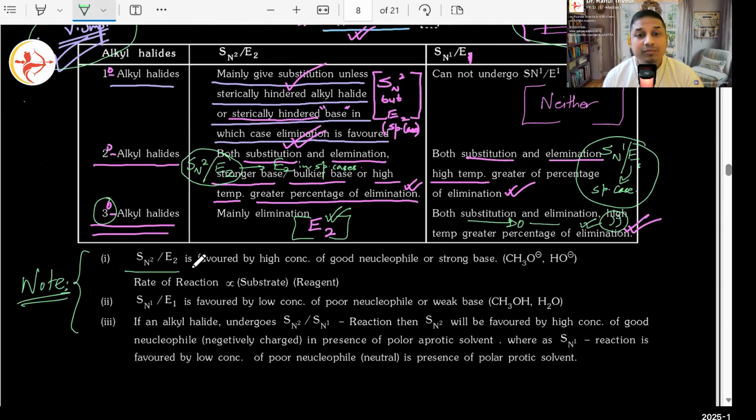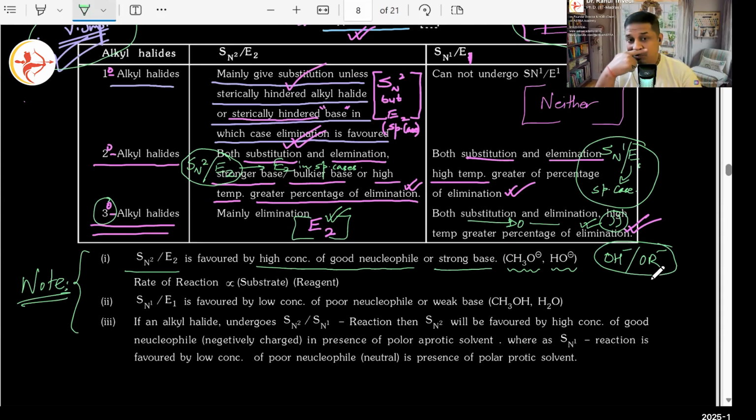SN2 or E2 will be favored by high concentration of good nucleophile or a strong base. Who are those? I already told you, wherever there is hydroxide ion, either OH minus or OR minus, these are considered to be strong bases, or stronger nucleophiles. In such cases, chances of SN2 or E2 is there, provided if it is 1 degree alkyl halide, more likely chances of SN2. If there is 3 degree alkyl halide, more likely chances of E2.